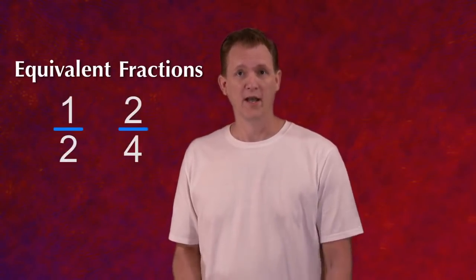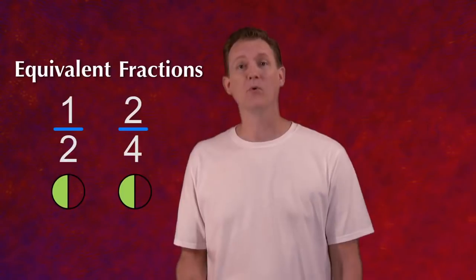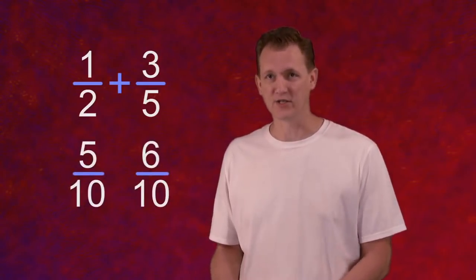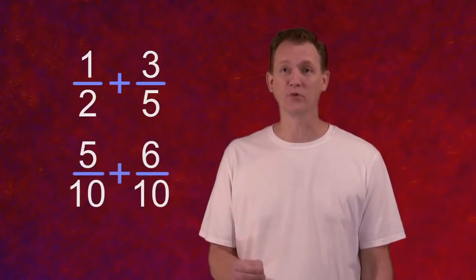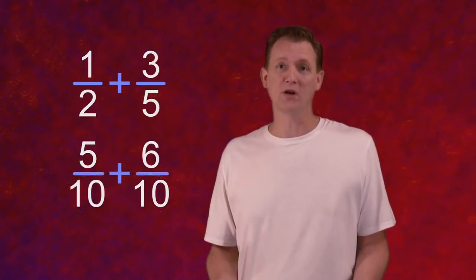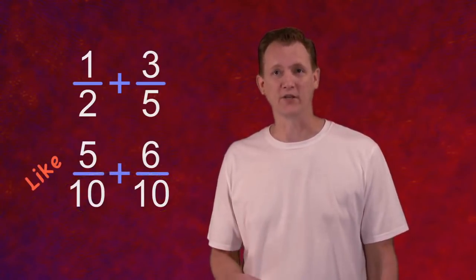The answer is we need to use equivalent fractions. You remember what equivalent fractions are, right? They're fractions that have the same value but use different top and bottom numbers, like 1 over 2 and 2 over 4. They both represent 1/2 but with different numbers. Whenever we have two unlike fractions that we need to add, if we could find equivalent fractions to use instead, and if those new equivalent fractions had the same bottom numbers as each other, then we'd be all set.